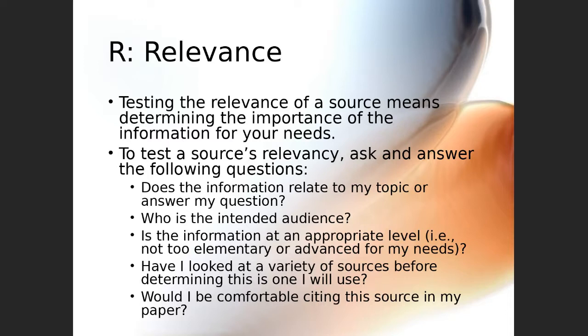So have you looked at a variety of sources? And this is kind of tough because Galileo is basically all you got at this school. So researching using Galileo is like, sometimes it's hard to get the third source to set the second source, that kind of thing. But still, you want to look at a variety. Take your time. Do your research. Would you be comfortable citing the source in your paper?